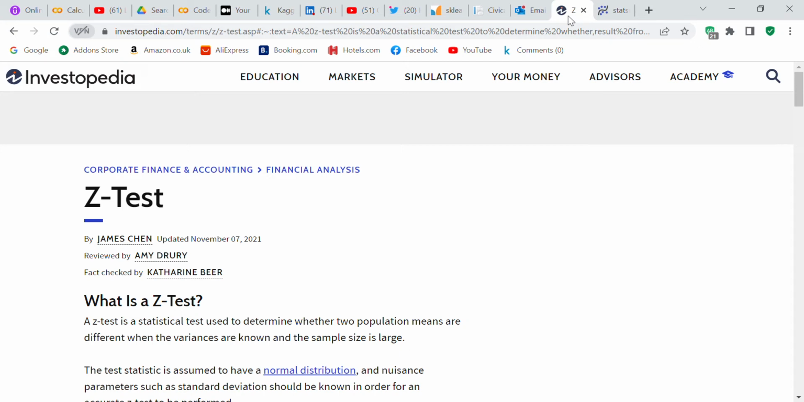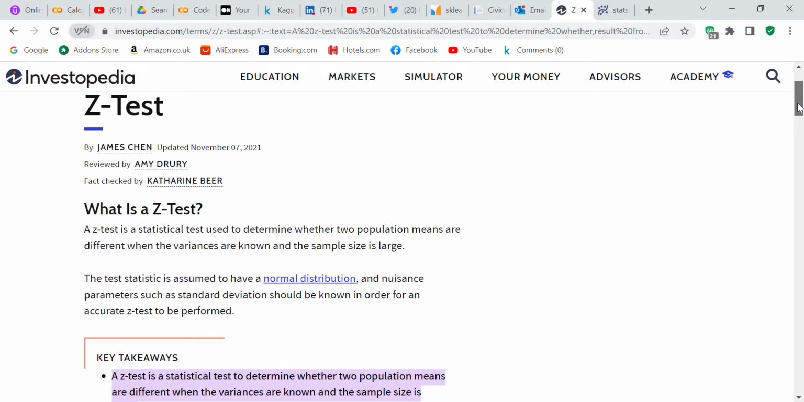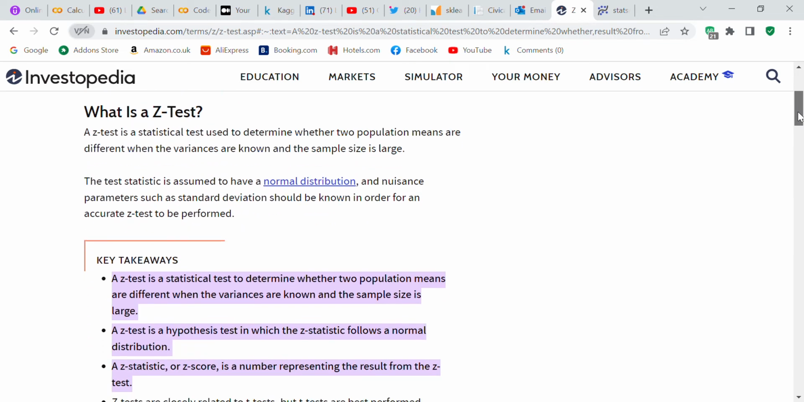It is Crystal here, and I just wanted to do a code review on a statistical test called the Z-test. But before we go over the code, I just wanted to go over what a Z-test is a little bit. According to Investopedia, a Z-test is a statistical test used to determine whether two population means are different when the variances are known and the sample size is large.